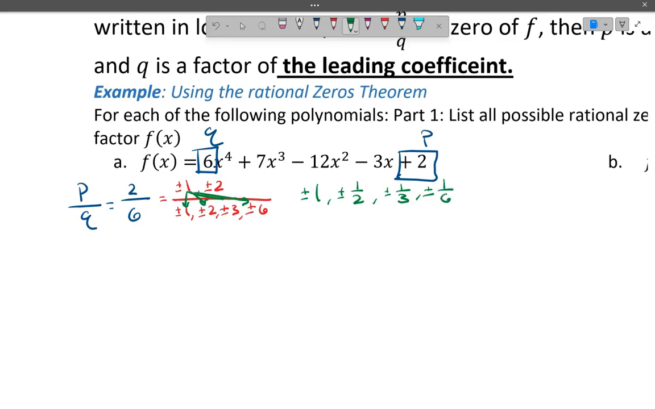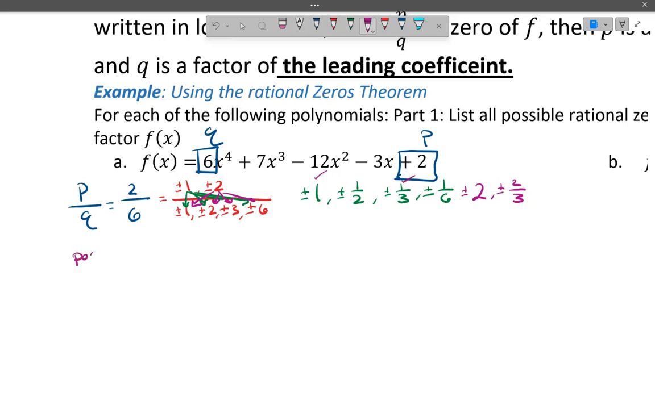Now we've finished that list with the ones. Now we need to do the same thing with the 2 as the numerator. 2 over 1 equals 2. 2 over 2 equals 1, which we already have, so we don't need to write it again. 2 over 3 is 2/3. And 2 over 6 is 1/3, which we already have, so we don't need to write it again.